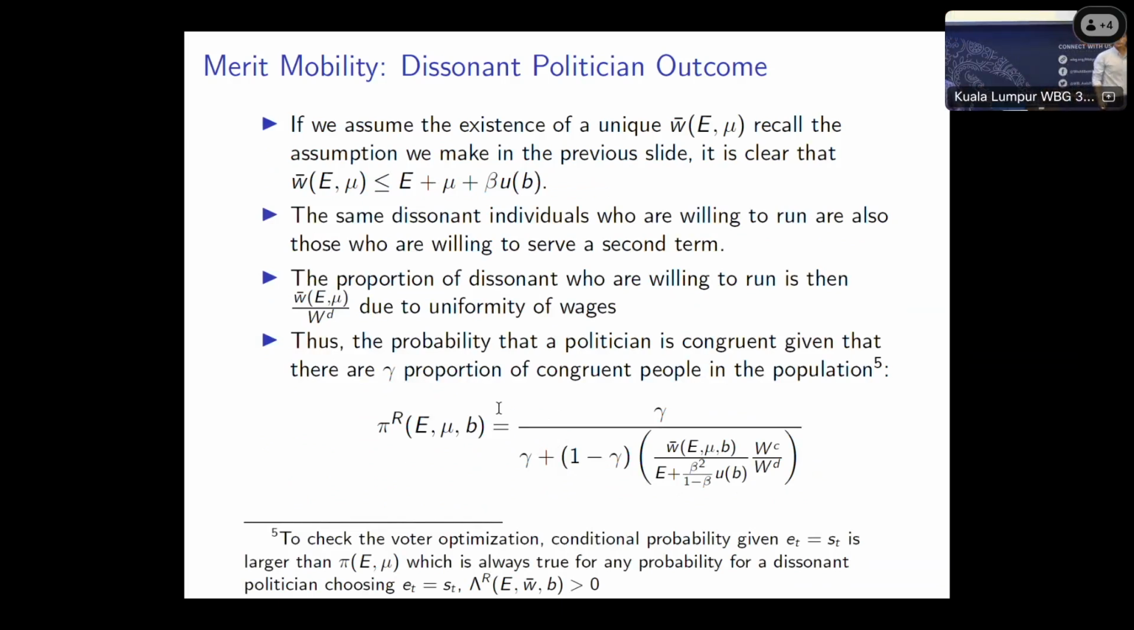Thus the probability the politician is congruent, given that there are gamma proportional, is larger. If you increase the B, it's larger than this one. So that's why it's better. More congruent politicians are likely to select themselves into office. Exactly, that's basically the insight. I'm still thinking out loud, and it has a greater incentive effect for congruent versus dissonant, whatever you want to call them.